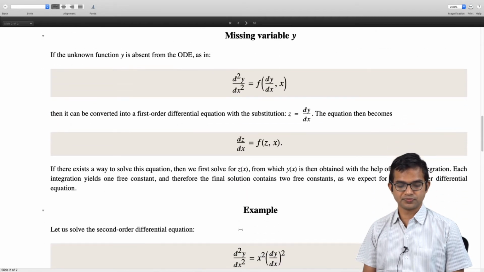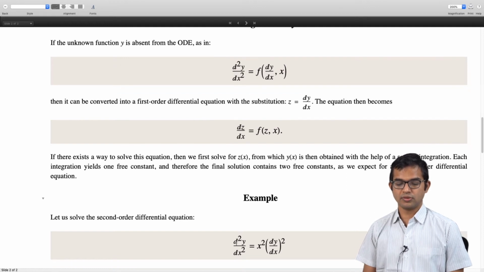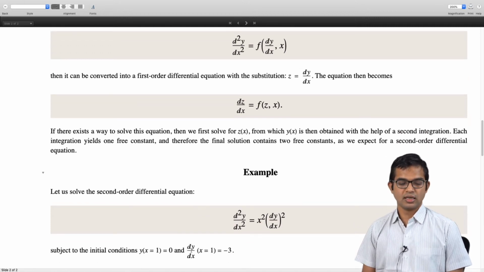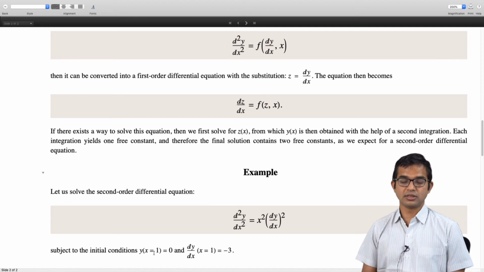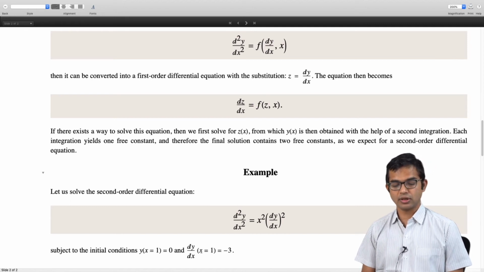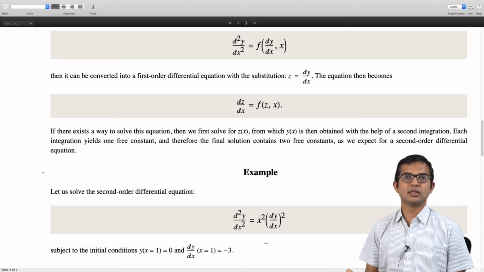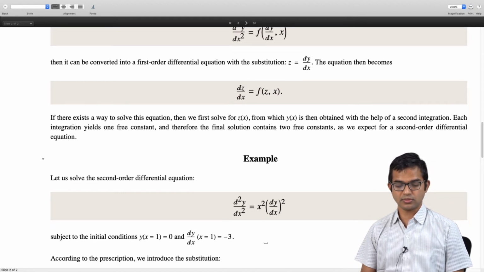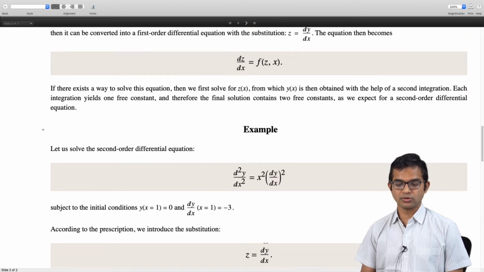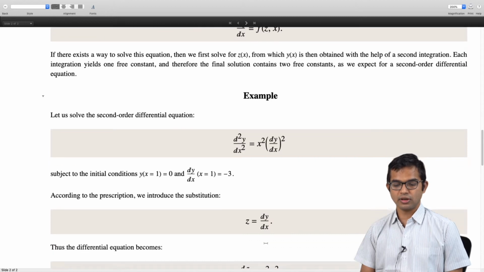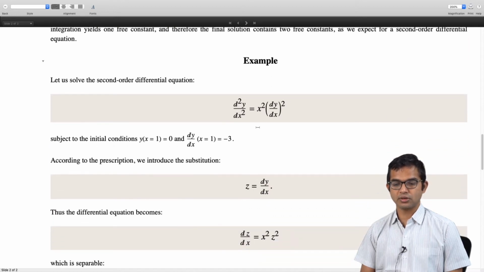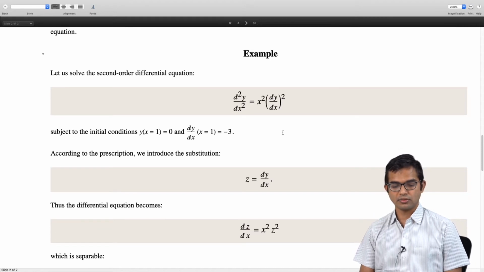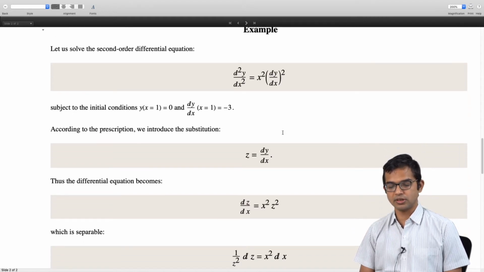So let's look at an example. Suppose we are interested in solving this differential equation: d squared y by dx squared is equal to x squared times dy by dx the whole squared, and I'm giving two conditions, y of x equal to 1 is equal to 0 and dy by dx at x equal to 1 equal to minus 3, right? So if I put in these two conditions, then this will eliminate the two free constants which will come out. So according to the prescription given, we must introduce the substitution z equal to dy by dx. So the differential equation becomes dz by dx is equal to x squared times z squared, which is a first order separable differential equation.